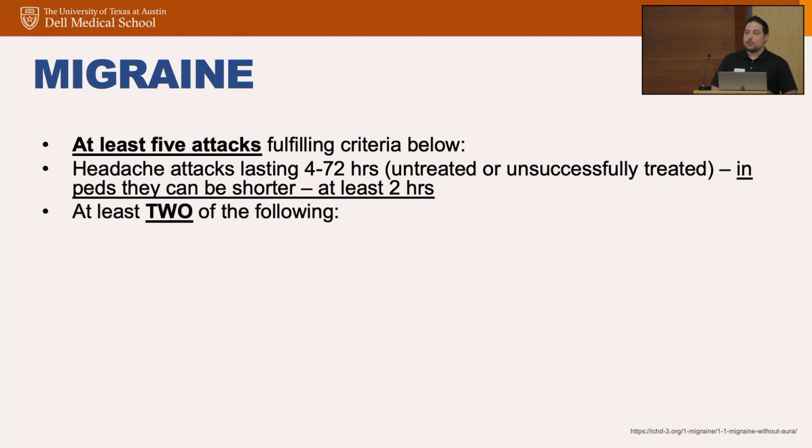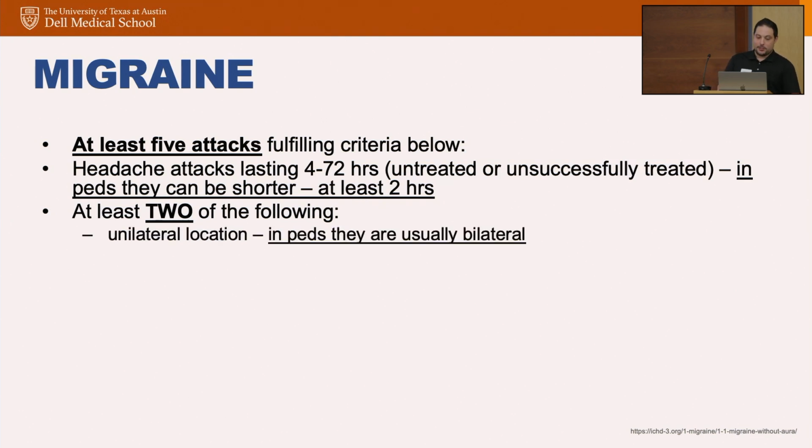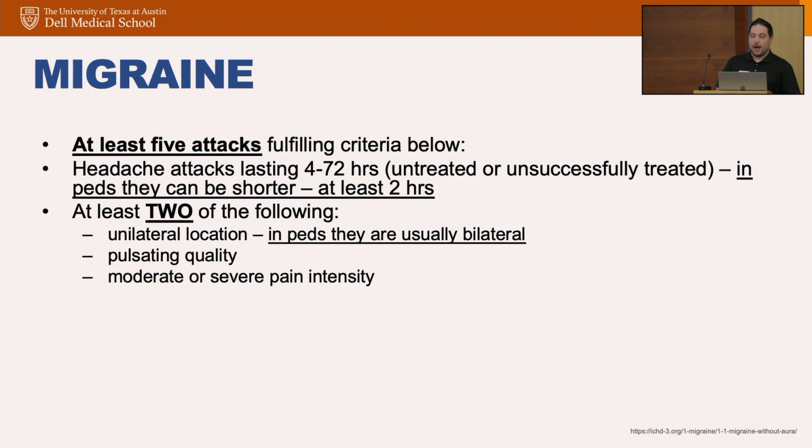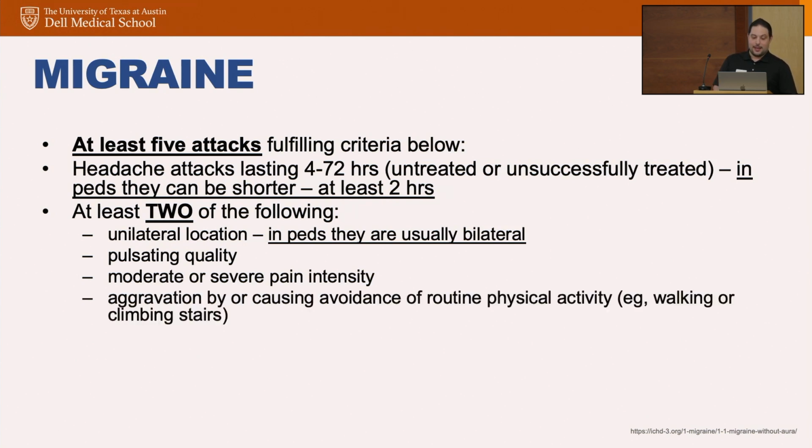And then they need to have at least 2 of the following criteria: unilateral location. Now in pediatric patients, they do tend to be bilateral. Pulsating quality, moderate or severe pain intensity, aggravated by or causing avoidance of routine physical activity. So when they walk or climb stairs, it makes their symptoms worse.